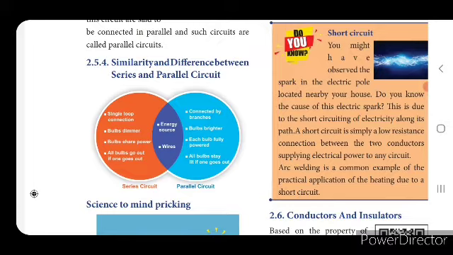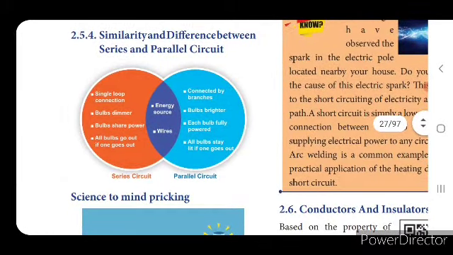Then parallel circuit, it is connected by means of branches. Bulbs are brighter, each bulb fully powered. All bulbs stay lit if one goes out. If there is any fault in one bulb, we can replace that bulb.